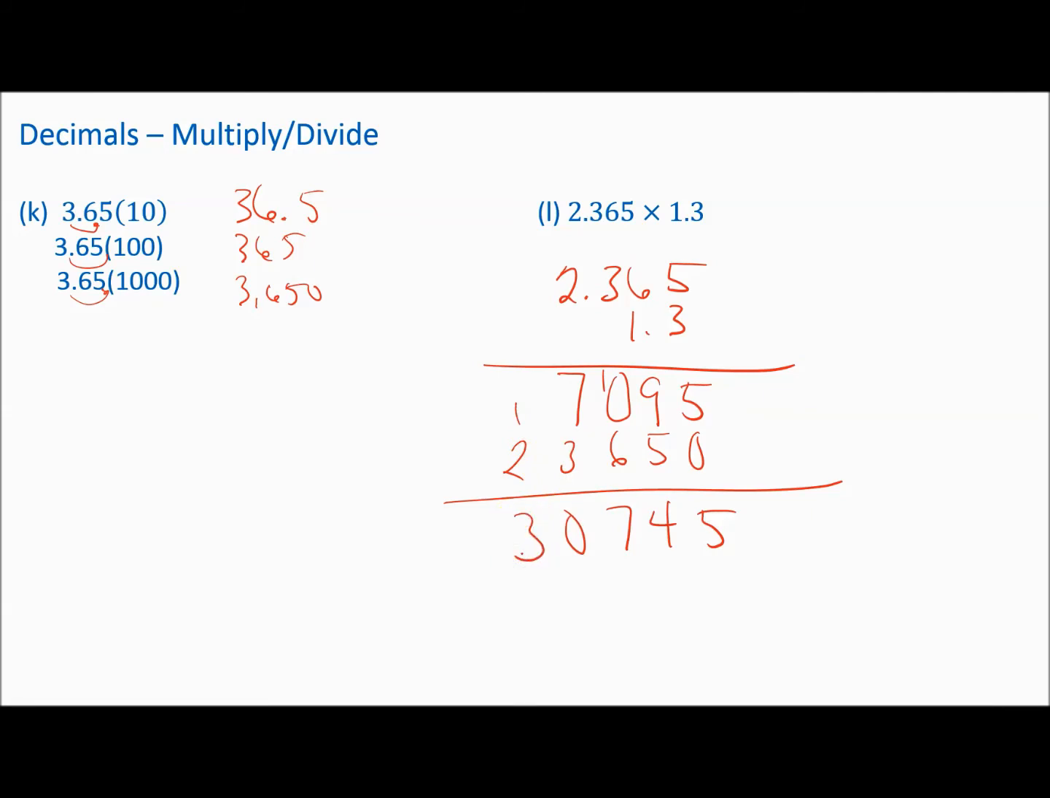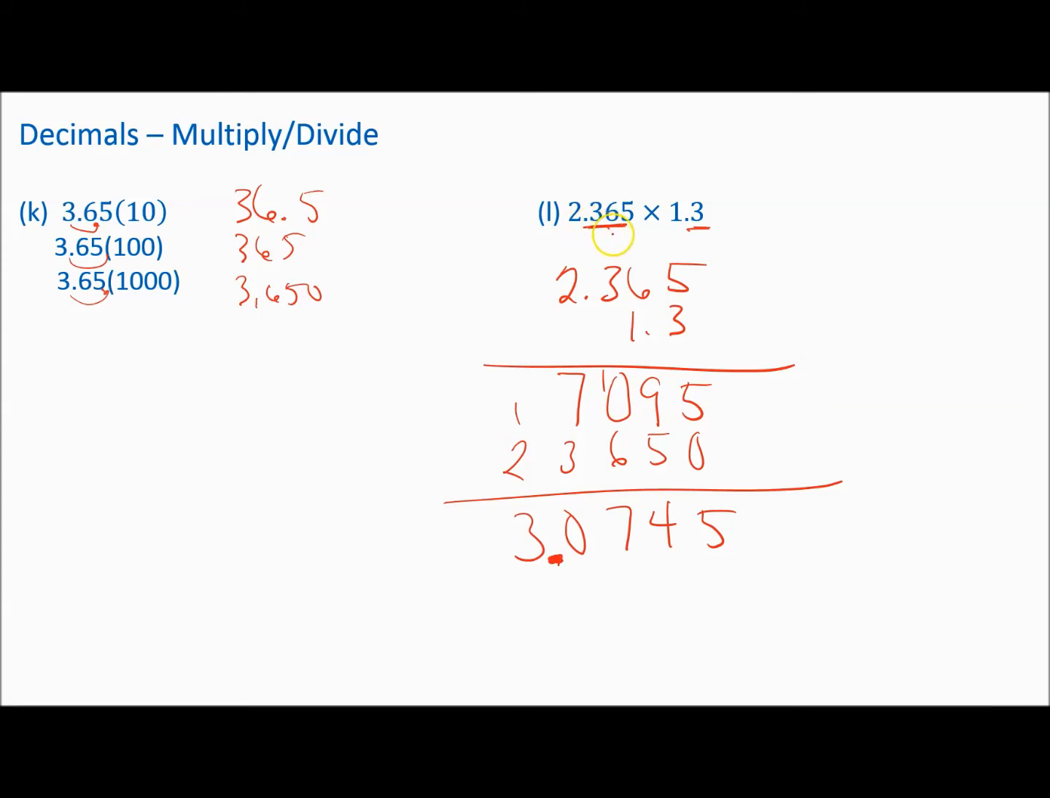Now what? Is that my answer? No. Here's the part that might be harder to remember. This is 3 places behind the decimal. This is 1 behind the decimal. You total those to get 4 behind the decimal, so I count from the right 1, 2, 3, 4, and there's my answer.